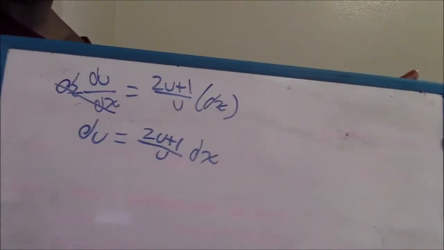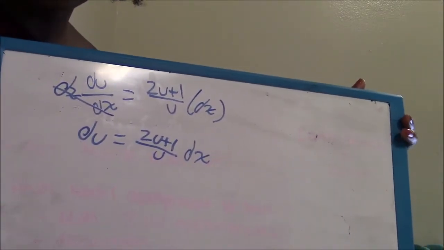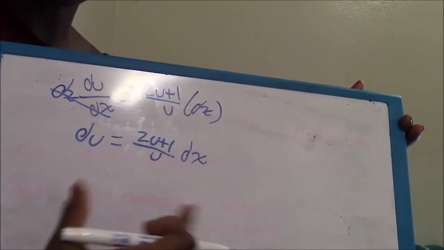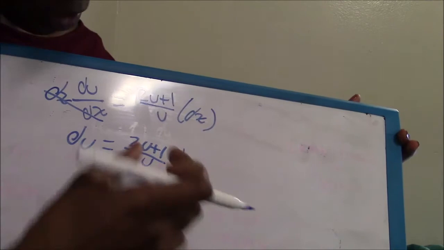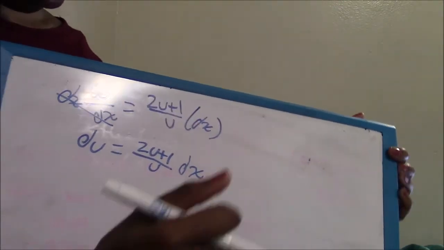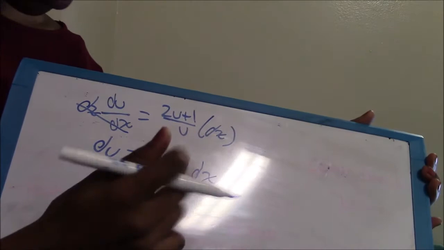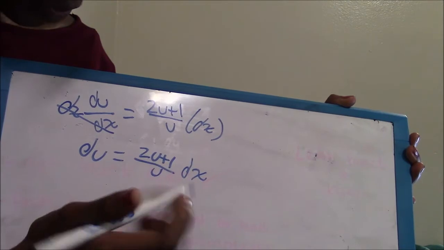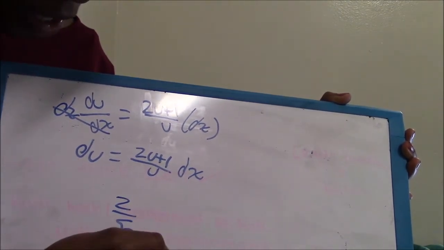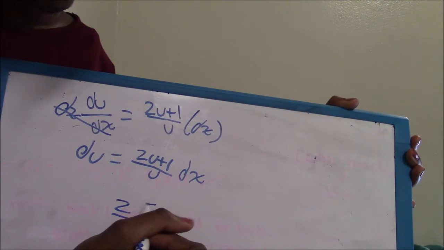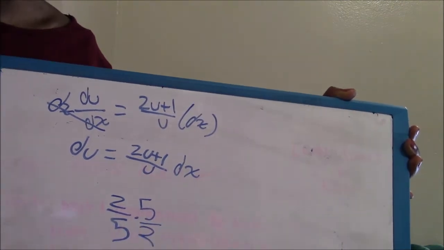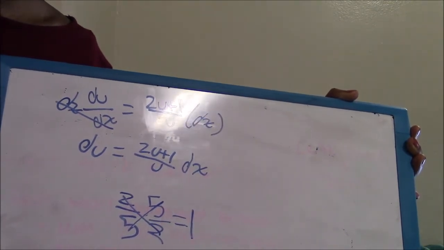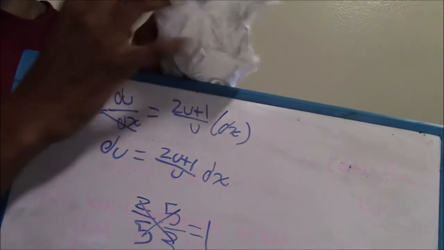Now looking at this doesn't really look right, because we want the u's on one side and the x's on the other side. And over here we have a combination of u and the dx. So we're going to have to manipulate this in some form or shape. Now, if I have 2/5, I know that I can get rid of it by multiplying it by 5/2, because that's its reciprocal, and they cross out to equal 1. Well, the same thing we can do in this case.